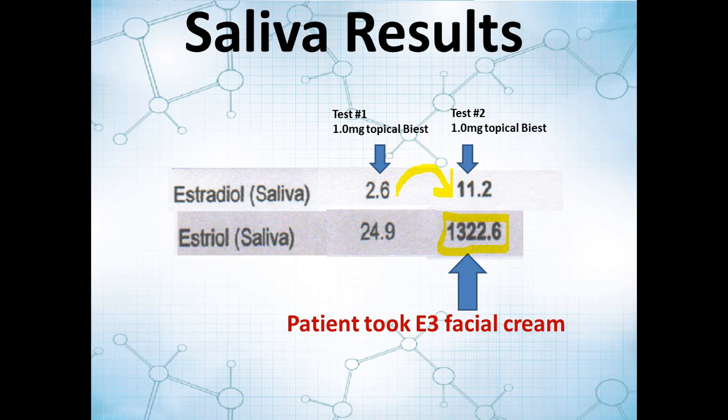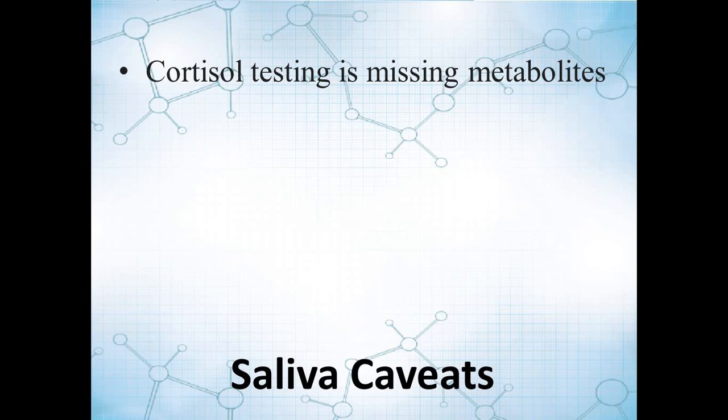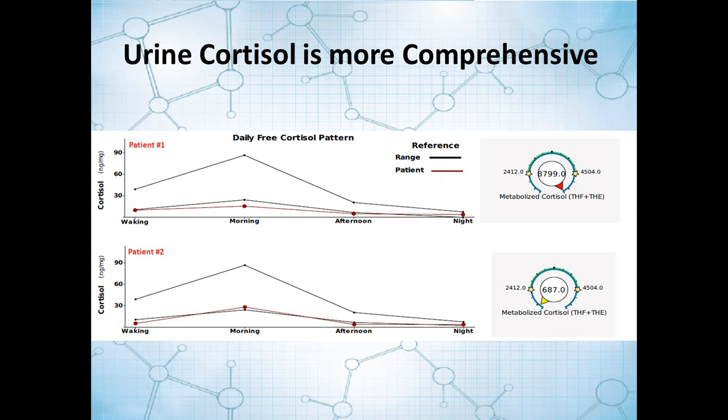If you take a sublingual progesterone and you test right afterwards and you test testosterone, it can really increase the testosterone value artificially. So, back to our main list of caveats here: cortisol testing is missing the metabolites. This is a really good example.